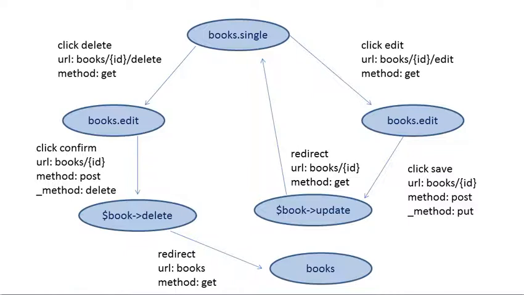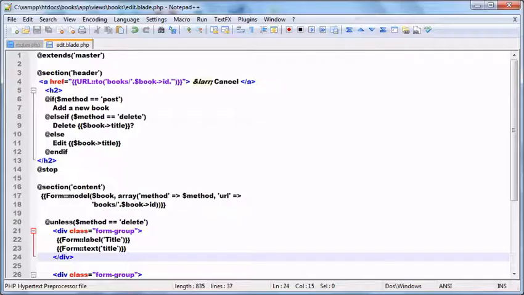Now on the delete side, when we go to books.edit, what we want is just a confirmation that we do want to delete the book. And assuming we say yes, then again, for the same reason, we have a method of post, and the underscored method is delete. And at that point, we cannot go back to books single because, of course, the book has been deleted. So instead, we just return to the index. So for all that to happen, we need to update both the edit view and the routes.